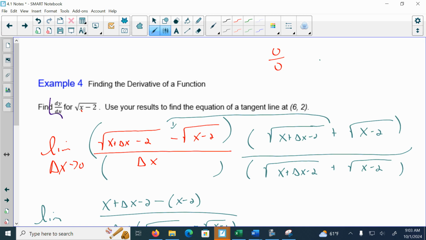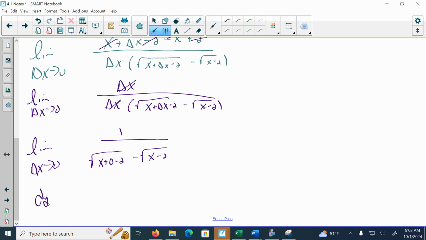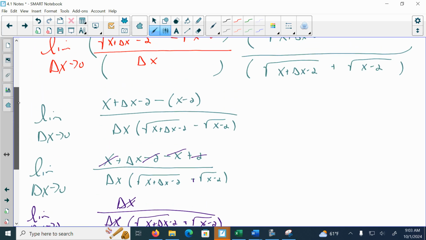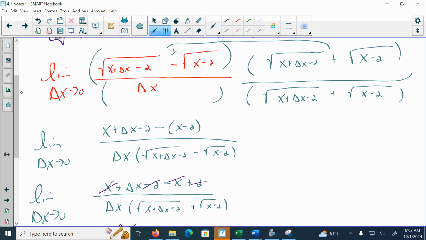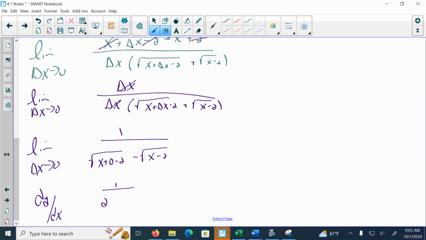The notation we used in the original problem was dy dx. Does it really matter? No, but I like to stick with the notation. So I'm going to have 1 over, and then I have x minus 2, so I have 2 of them. And I mean that's a plus sign. This is important, because this was a plus sign. Why didn't anyone yell at me? So I'm going to have 2 times the square root of x minus 2. So that's the equation for my derivative.